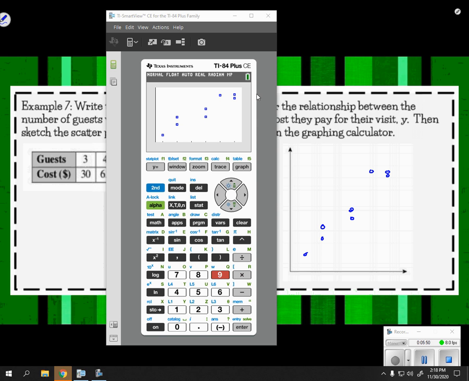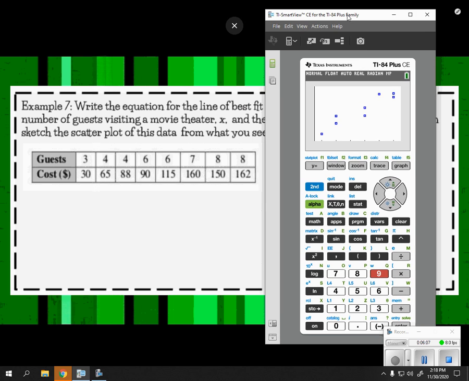Okay, when you are doing this in the next example, you need to make sure you have that quadrant 1 drawn for me. All right, what do you think? Positive, negative, no correlation? Positive correlation. The more people you have, the more money you should be paying.